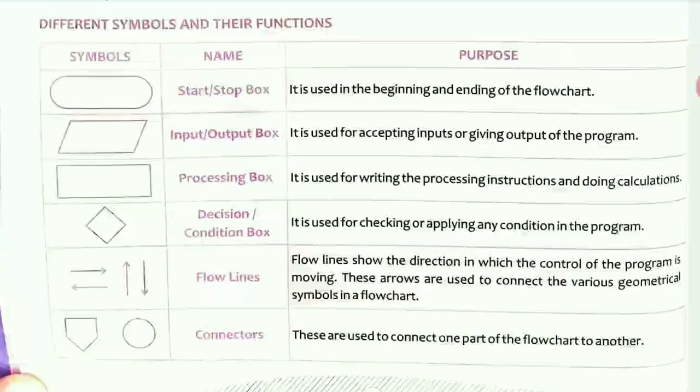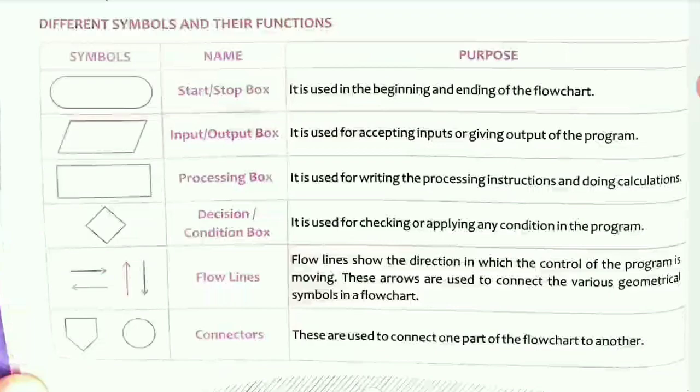The next one is the rectangle, and it is the processing box, and this symbol is used for writing the processing instructions and doing calculations. The next one is the kite, and it is called the decision or condition box, and it is used for checking or applying any condition in the program.